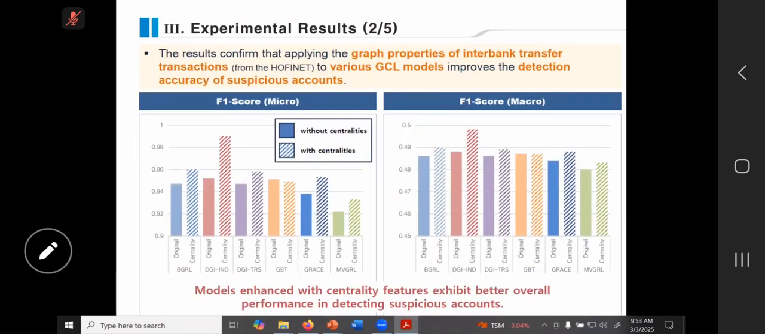So, the experimental results, I represented as box plots and adapted 2 metrics. The first one on the left is the F1 score micro, and the right one is the F1 score macro. The bottom line means the 5 different models. The diagonal pattern means with the centrality features, and the plain pattern means without centralities. So you can see that models enhanced with centrality features exhibit better overall performance in detecting suspicious accounts.